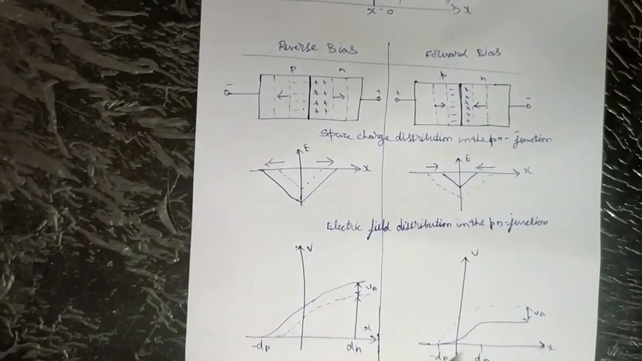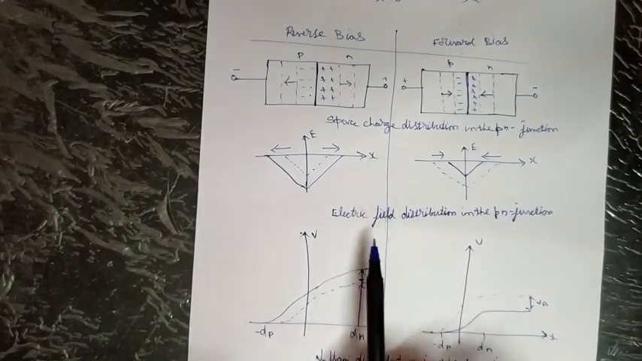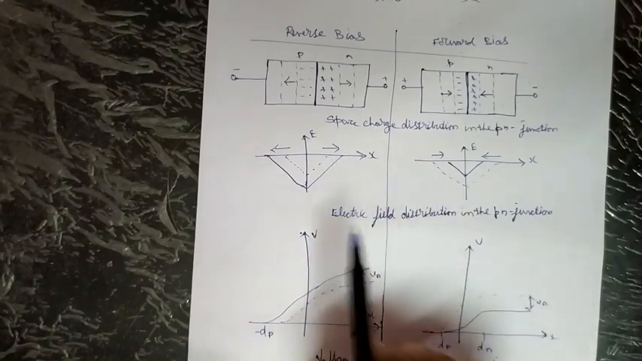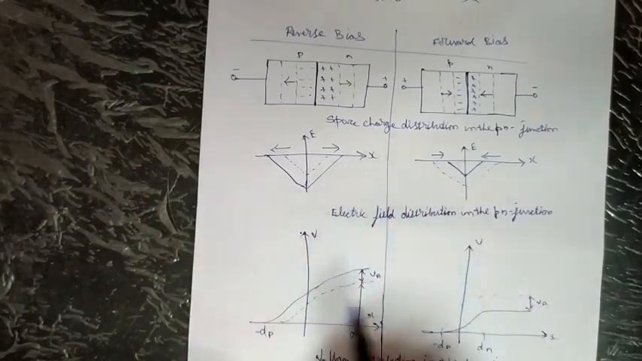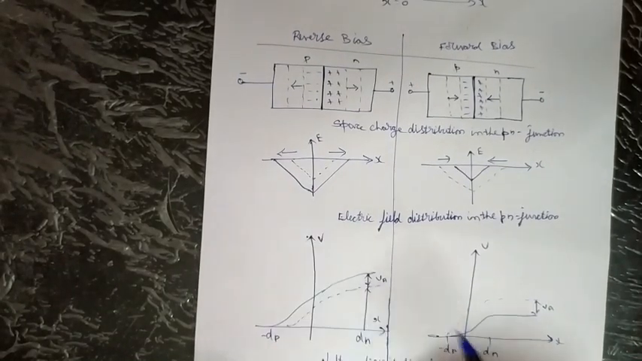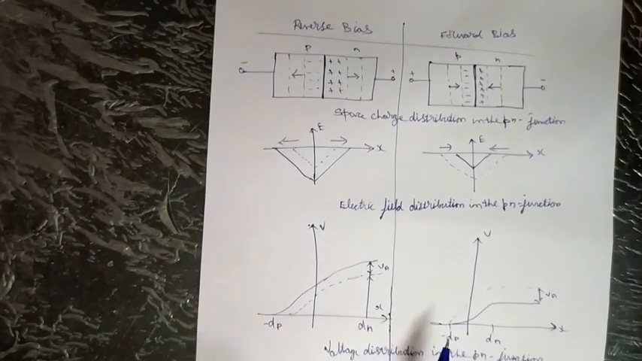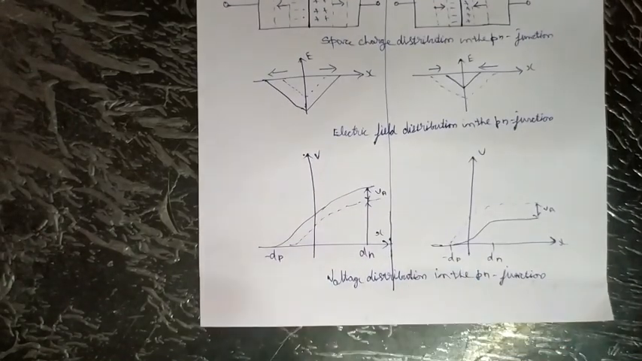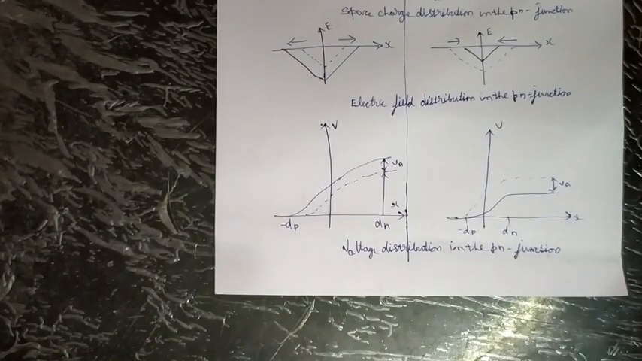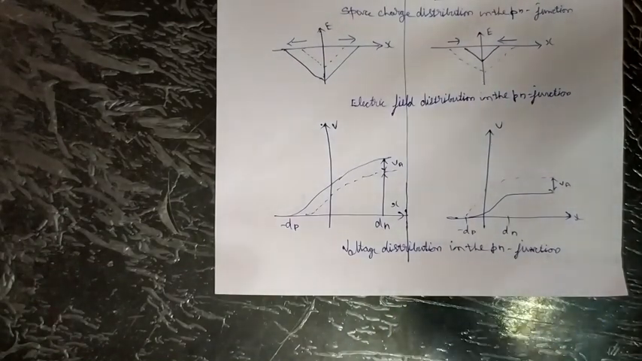During forward bias and reverse bias, the space charge in the PN junction is different, as is the electric field distribution. In reverse bias we have more electric field, whereas in forward bias we have very little electric field. So the voltage distribution in the PN junction is larger in reverse bias when compared to forward bias.